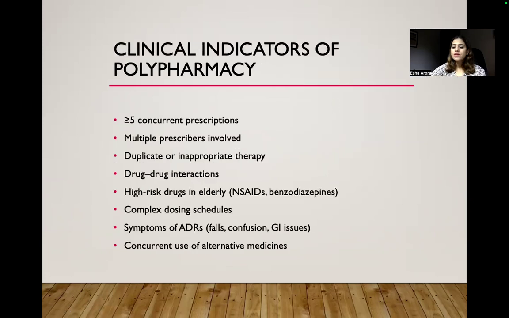So what are the clinical indicators of polypharmacy in a patient? When the patient is taking 5 or more concurrent prescriptions, there are multiple prescribers involved, when the patient is doctor hopping, visiting different doctors. There is duplicate or inappropriate therapy, drug-to-drug interactions. High-risk drugs are used in elderly like NSAIDs or benzodiazepines. When there are complex dosing schedules, when the patient shows symptoms of adverse drug reactions like falls, confusion, GI issues, and when there is concurrent use of alternative medicines.